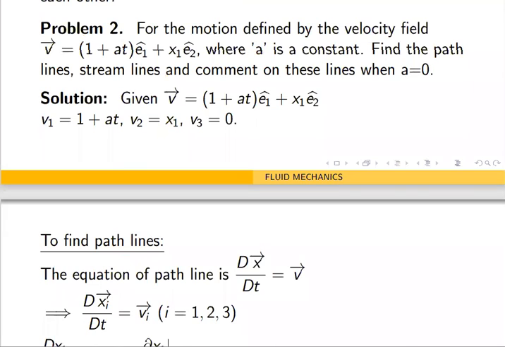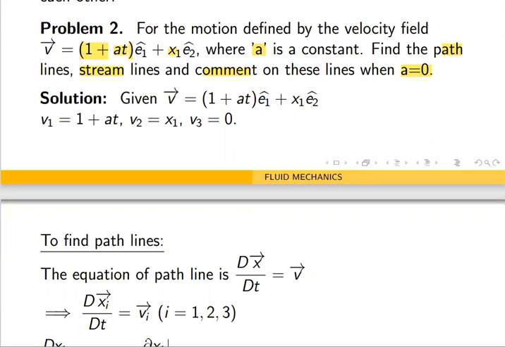Now we shall go to problem 2. Problem 2 says that for the motion defined by the velocity field V, they have given V equal to (1 plus at) e1 plus x1 e2, where a is a constant. We have to find path lines, and we have to find streamlines, and put a equal to 0 and comment on these lines. We have to find what is happening to these lines when a equal to 0. A is constant.